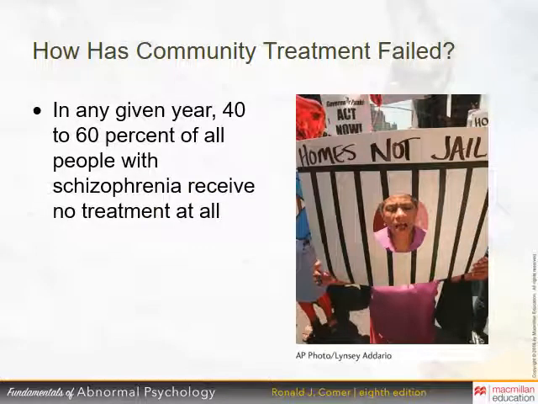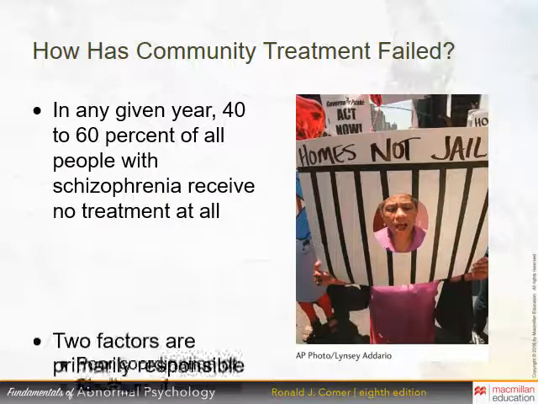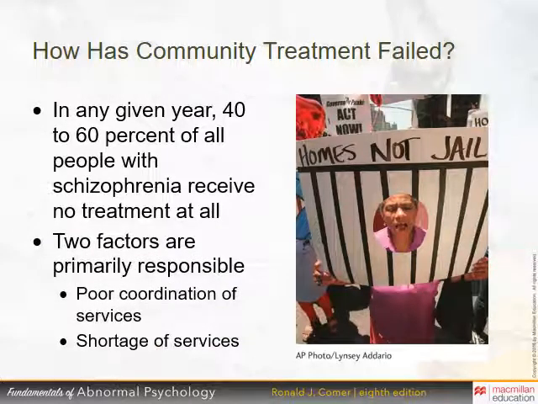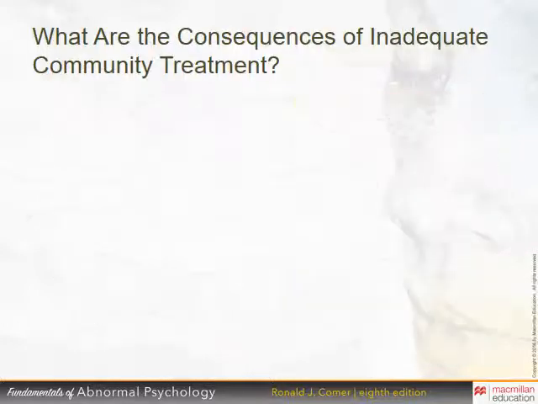When this isn't in place, however, again, it creates devastating consequences, not just for the individual, but for the community as well. So in any given year, 40 to 60% of all people with schizophrenia receive no treatment at all. The two factors that are primarily responsible are the poor coordination of services and then the actual shortage of services.